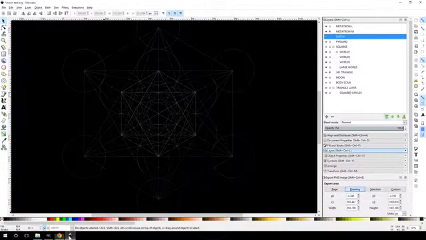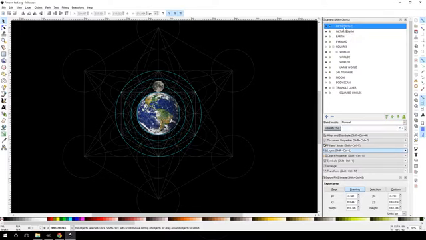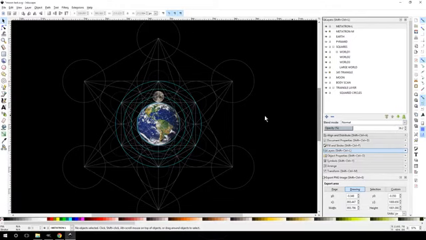So anyways, this is what it's looking like. If we put the Earth on there and the Moon, and we put our rings on there, and we'll turn up Metatron's cube just a little bit, you're starting to get an idea. Now this might turn out to have even a larger one, and a larger one, and a larger one. So we'll have to see how far this goes.